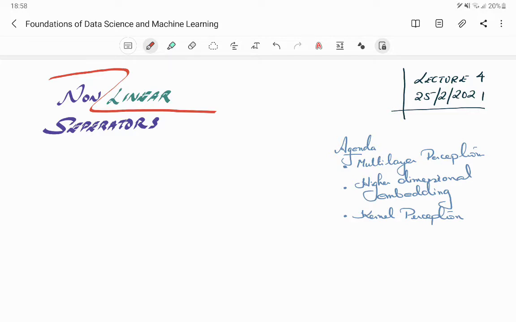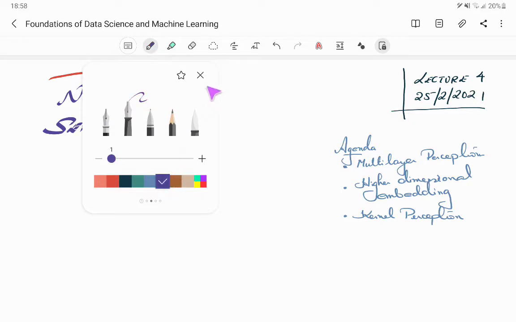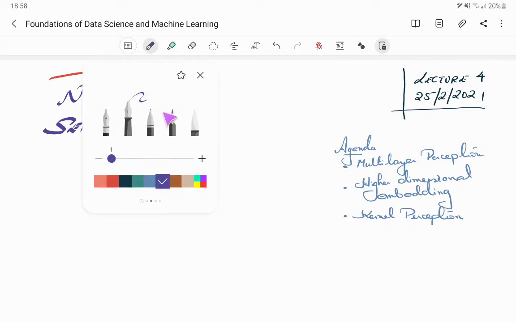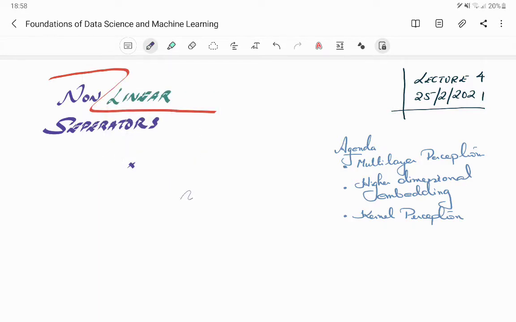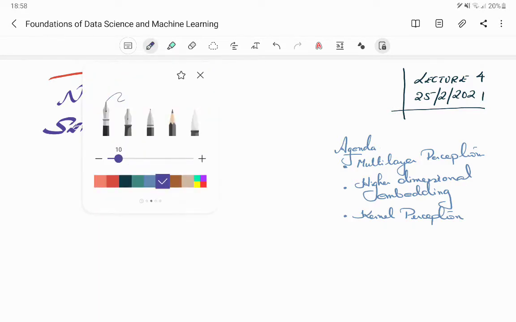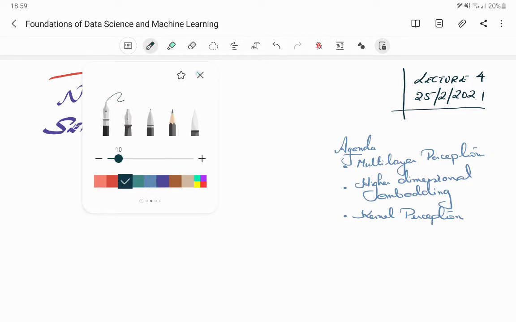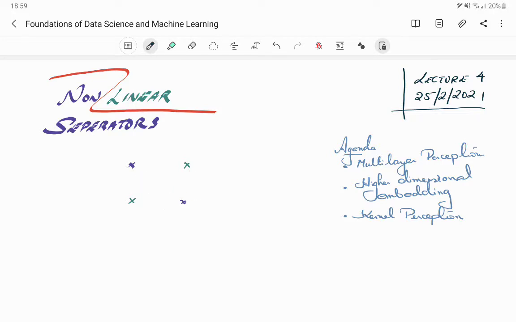In fact, there are very, very simple good-bad configurations for which a linear separating hyperplane may not exist, and hence the perceptron algorithm will not work, right? So if you think about this simple example here of 4 points in this kind of configuration, you can easily see that there is no single line that separates the blue from the green, right?